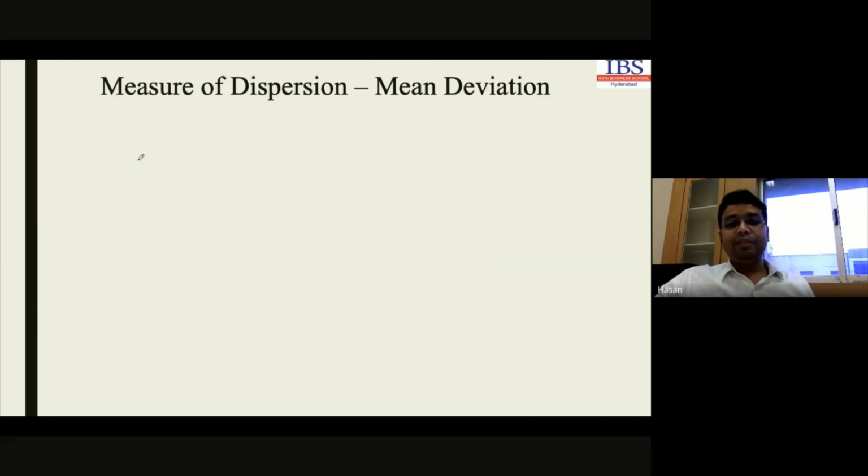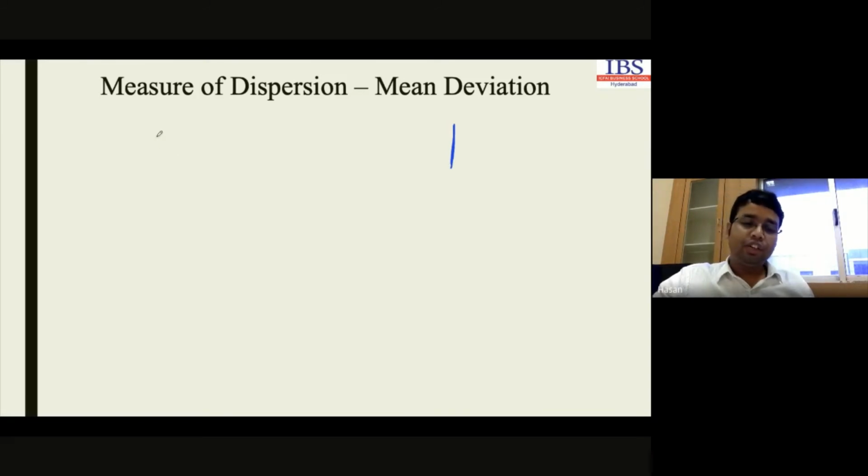Next one is mean deviation. Basically, what we have to compute is, first we have to calculate the mean, and then we take the measure of the distance at which our mean is located. This is known as mean deviation.